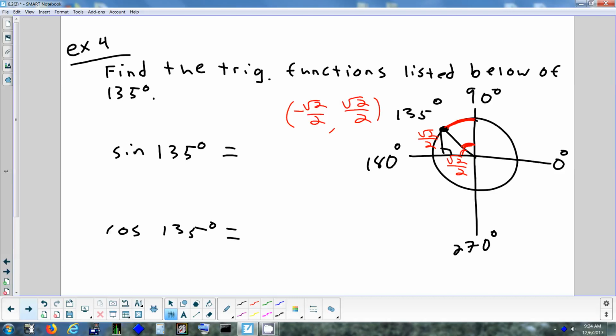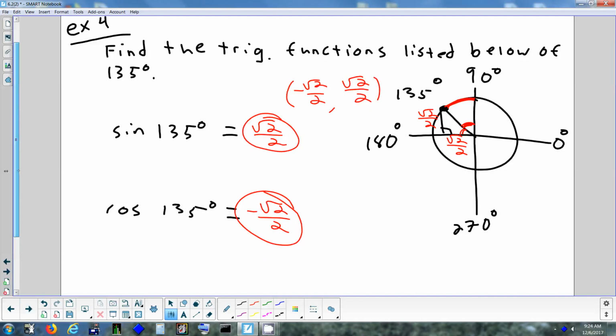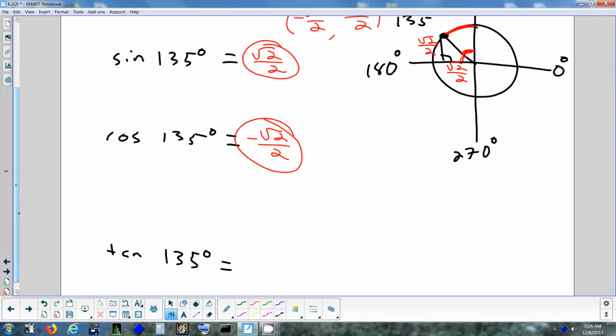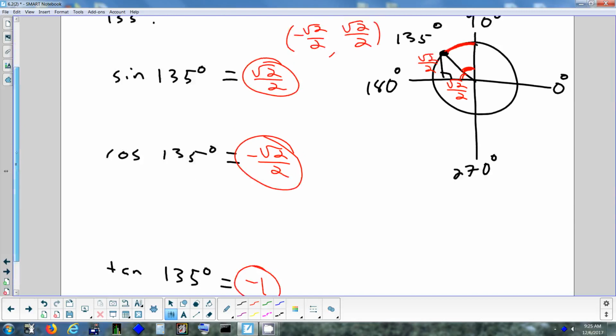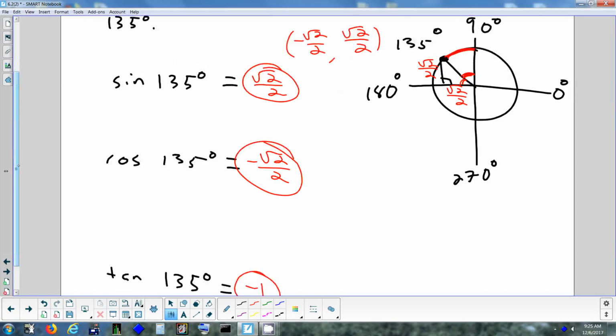All right, so now the sine is root 2 over 2. The cosine, negative root 2 over 2. And what about the tangent? Yeah. Negative 1. Okay, I didn't have you find all 6 here because we've done this coordinate quite a bit, but you would just flip them. So you get root 2, negative 1 if you flip them. Any questions on the 6 trig functions of 135?